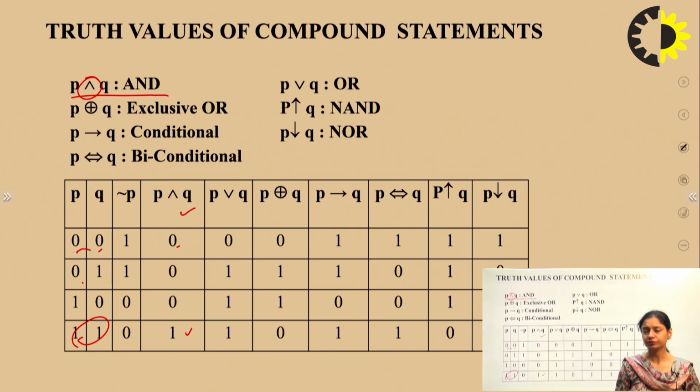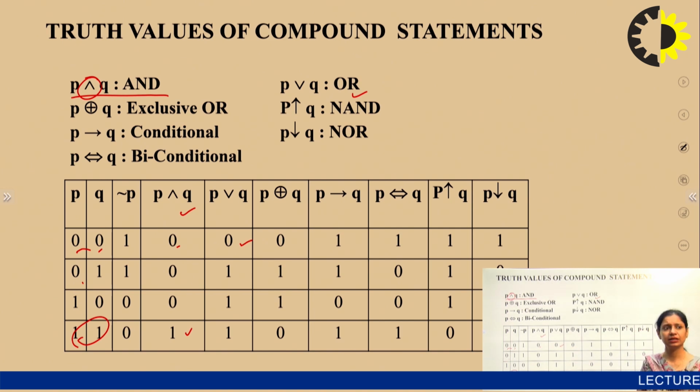The next one that we have is P or Q, which says if both the values are false, only then the result would be false, rest it would be true. So when both the values are false, the result would be false, and all the other values would be true.